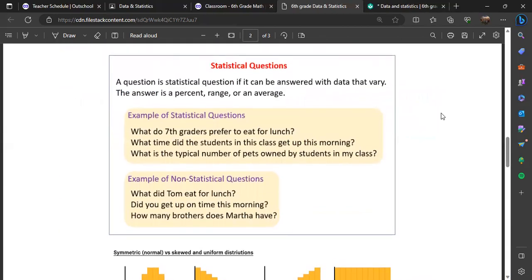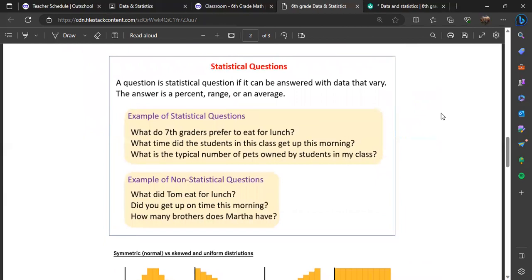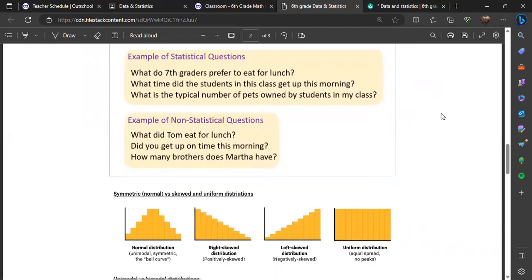So you also see statistical questions in this unit, which is if something can be answered. So it says here that a question is a statistical question if it can be answered with data that varies. The answer is a percent, range, or an average. So you cannot ask someone, hey, did you get up this morning early? Because that's a yes or no question, right? There's no data that will vary.